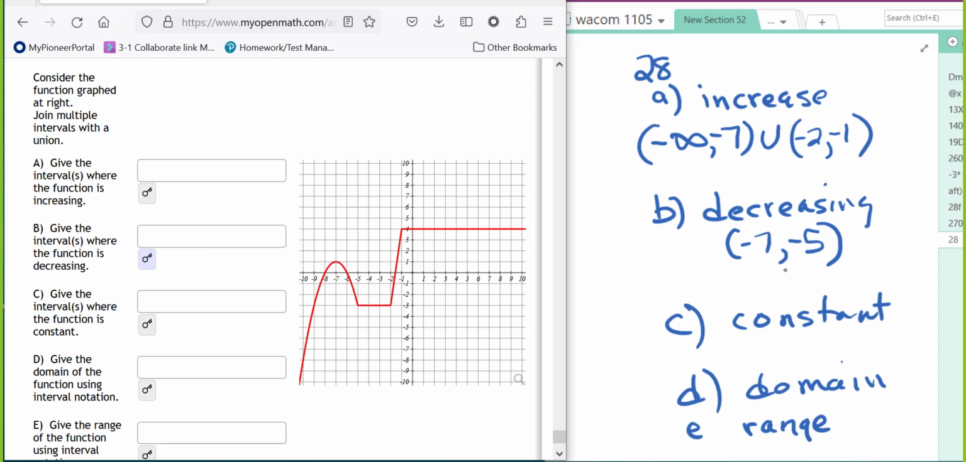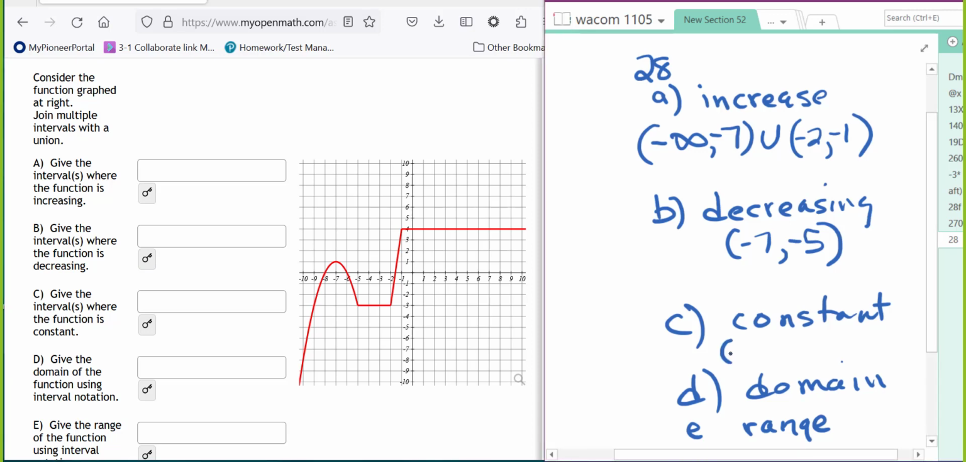Good? All right, where is it constant? You have two spaces here and over here. So from negative 5 to negative 2, and from negative 1 to infinity.